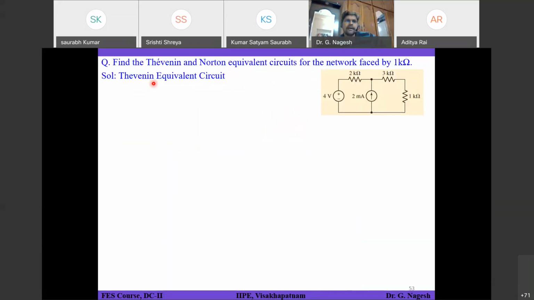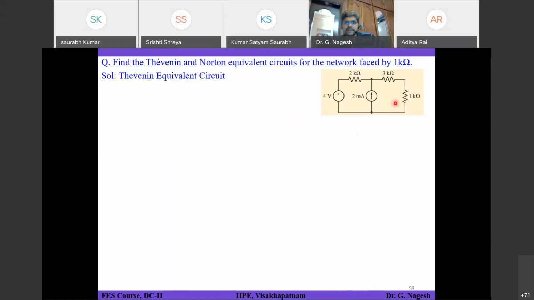Find the Thevenin and Norton's equivalent circuit for the network faced by the 2 kilo ohm resistor. That is the question. First we will see the Thevenin's equivalent, and next the Norton's equivalent for this example. So what you have to do is form a dotted line at this point, disconnect this resistor, denote the voltage across these two as VOC, and find the open circuit voltage VOC. That will be your VOC.